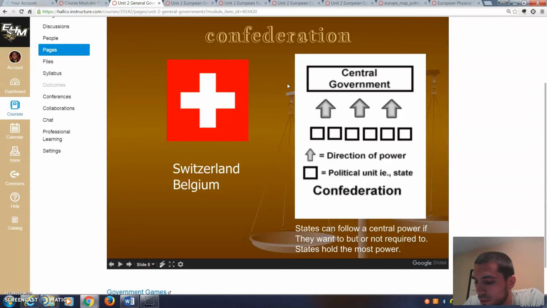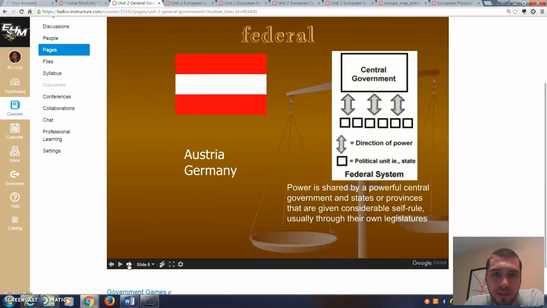Number 3, what is a form of government where power is shared between the central government and the state government? Let's look ahead to the next slide. You will find the answer to number 3 on this slide. It's a federal system. If we see, it says power is shared by a powerful central government, and states or provinces that are given considerable self-rule, usually through their own legislatures.